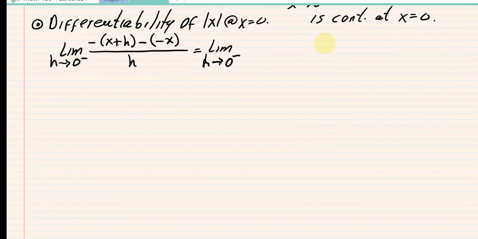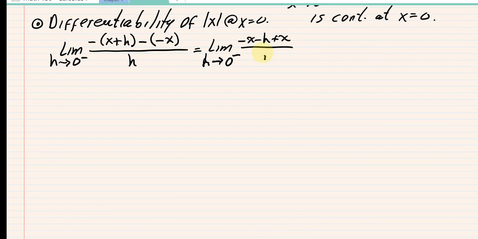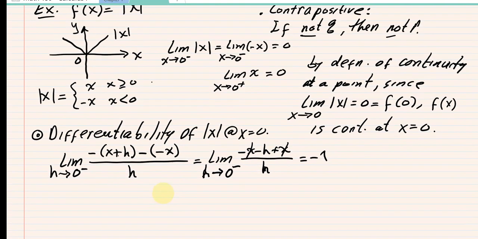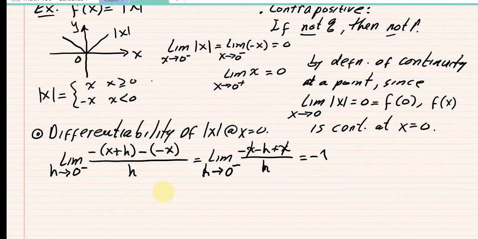Okay. Of negative x minus h plus x over h. The x's cancel, and that's negative 1. So what we're saying is that the slope of the tangent is negative 1, and that is confirmed. That actually is verified by the graph, right? It is confirmed by the graph.